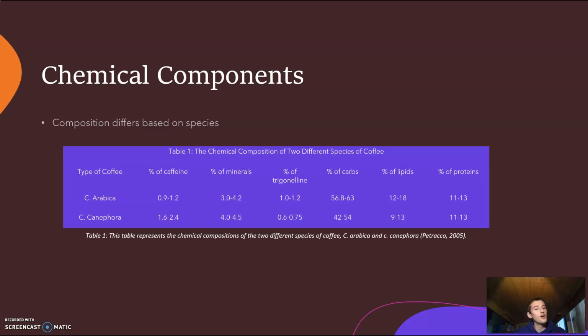And then you'll notice in the middle of this table right here, this compound called trigonelline. Trigonelline is a beneficial substance for humans, and we'll discuss it later. Just remember that trigonelline is in coffee, and Arabica has more of it, actually.